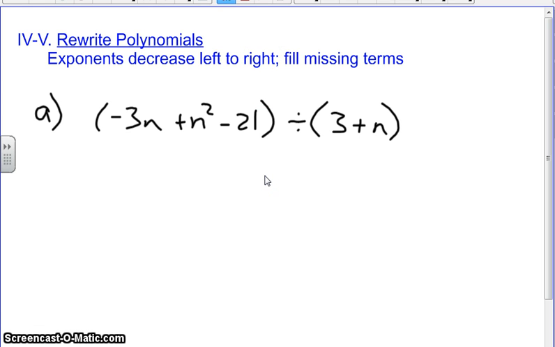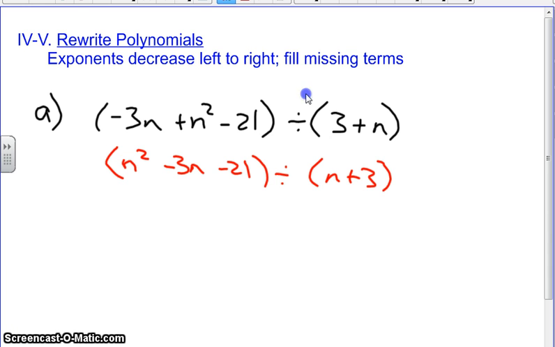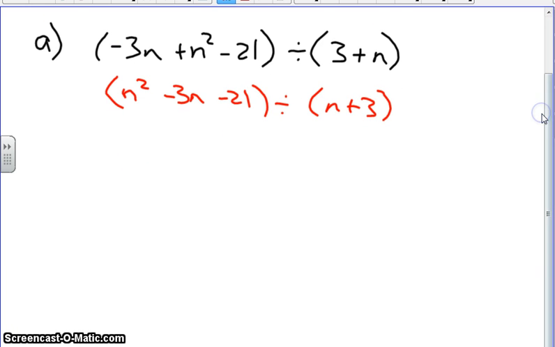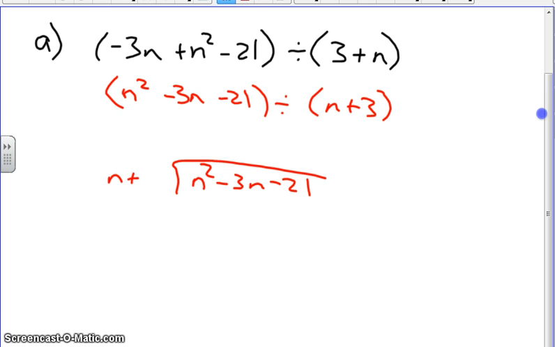And the first term would be? Second term? Minus 3n minus 21. Divided by? N plus 3. Okay, and let's go do that. Let's do this division. So, okay, so when we have these two in standard form, we look at the leading term.